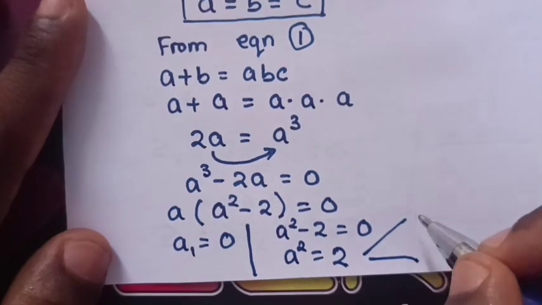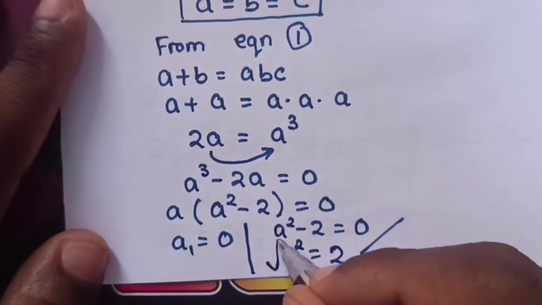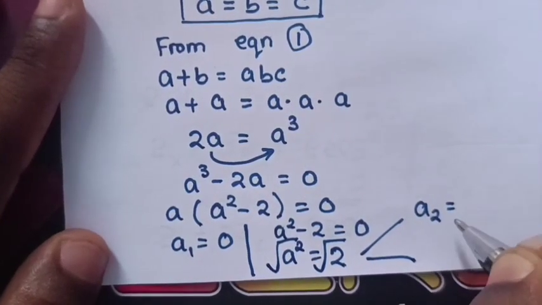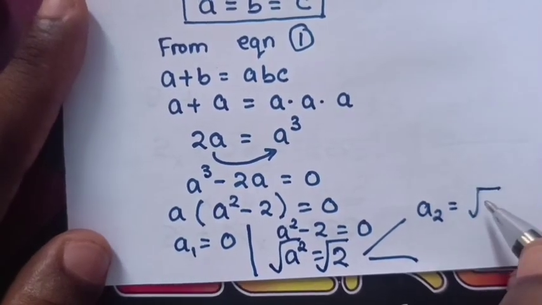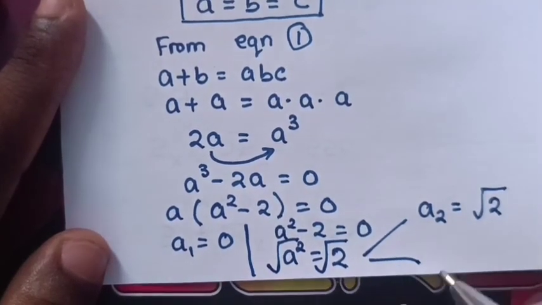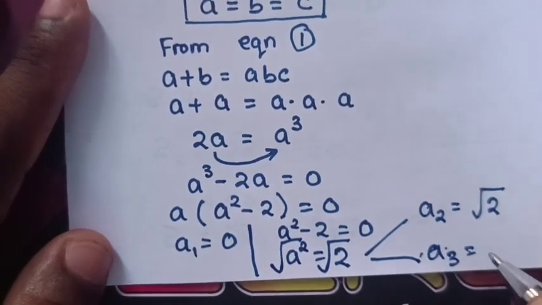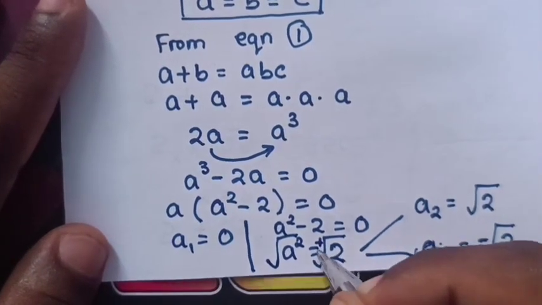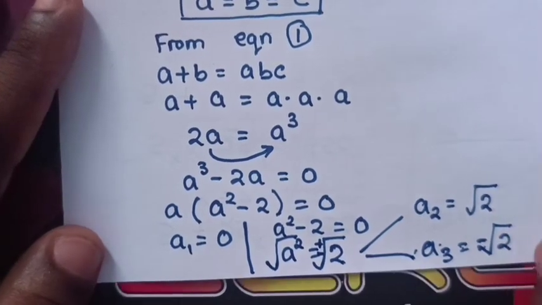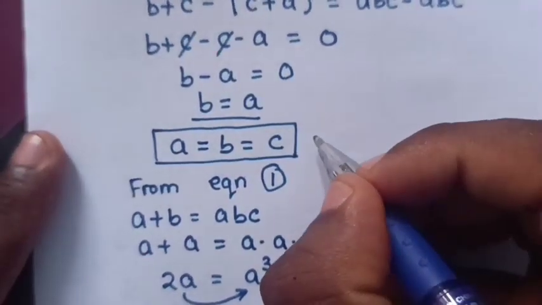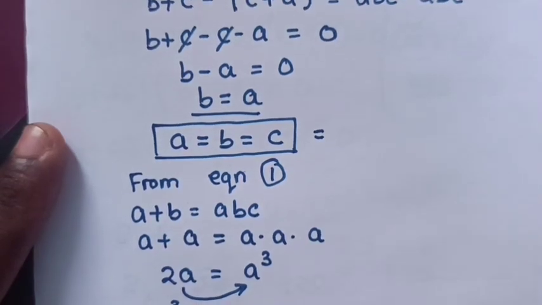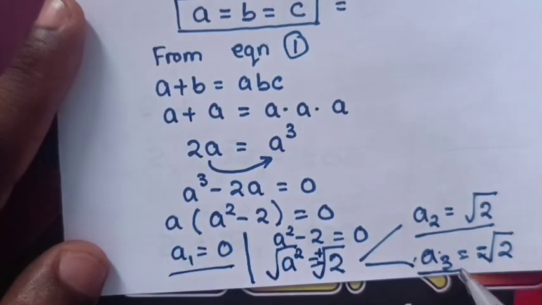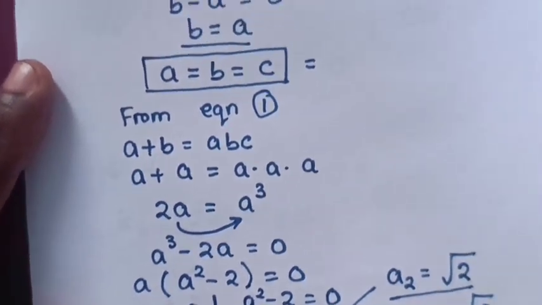Then we apply square root on both sides. So a will be equals to, where this is a2, it will be equals to square root of 2, and a3 will be equals to negative square root of 2, because when you apply square root it will be plus or minus square root of 2. Therefore the value of a, b and c, which are the same, are a1 is 0, a2 is square root of 2, and a3 is negative square root of 2.